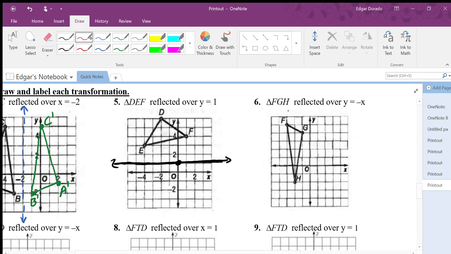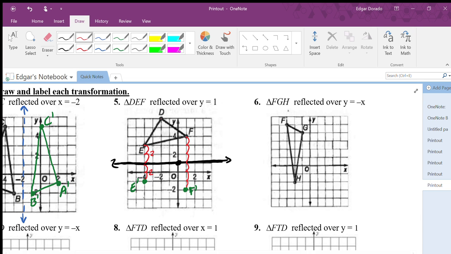So once again, I have to count from each of my vertices. I have to go ahead and count downwards. So this is 1, 2. So the distance from here to here is 2. So I have to count it once more on the other side of my line of reflection. So this is my first point. This is E prime. Alright, same thing I'm going to do here with F. 1, 2, 3. So I go 1, 2, 3 on the other side. This is my F prime.